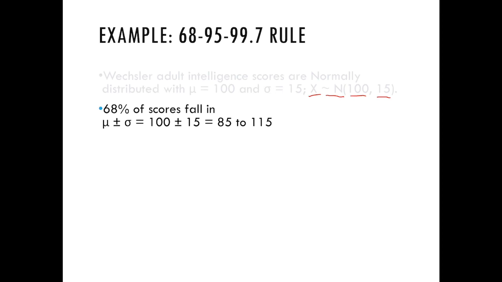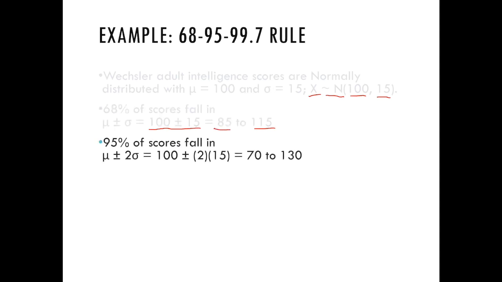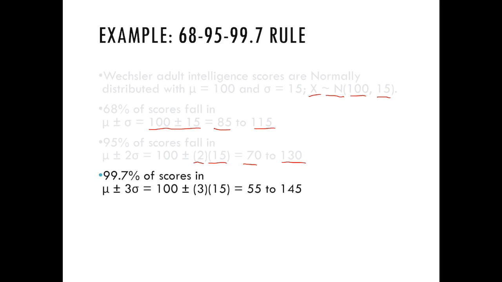And so we would say 68% of scores fall within plus or minus 1 standard deviation unit. So if you take the mean plus and minus 1 standard deviation, 100 plus 15 will be 115, 100 minus 15 will be 85. Moving on, 95% of scores would be plus or minus 2 standard deviation units from the mean. So 2 standard deviation units times 15, right? So that's 30, so it would be 100 plus or minus 30, and that will give us between 70 and 130. And 99.7% within 3 standard deviation units, so that'd be between 55 and 145.